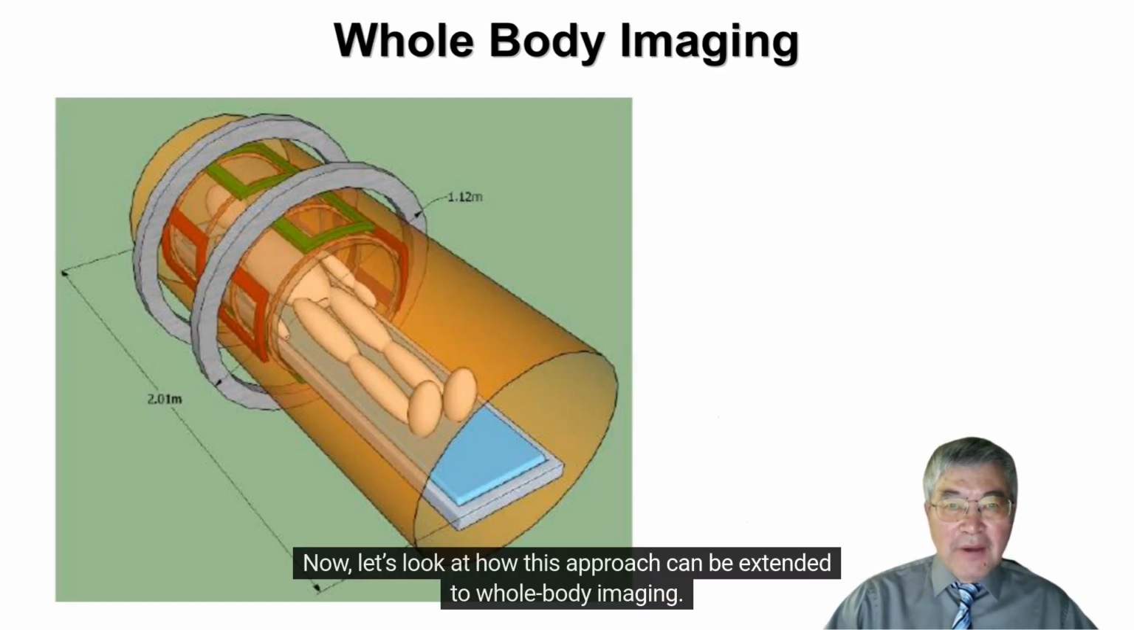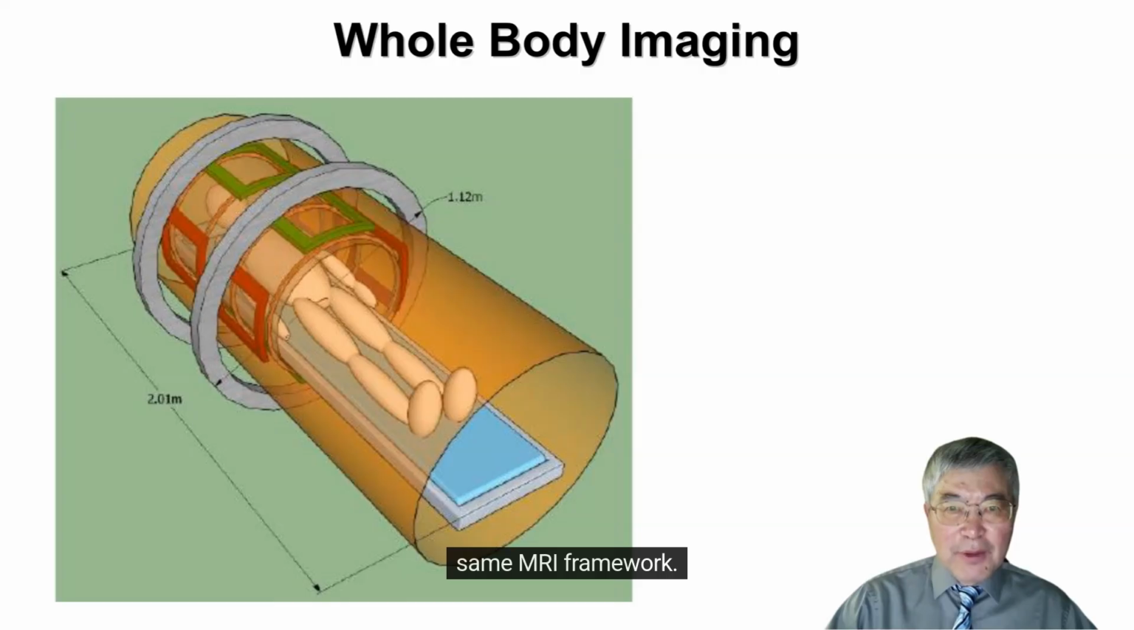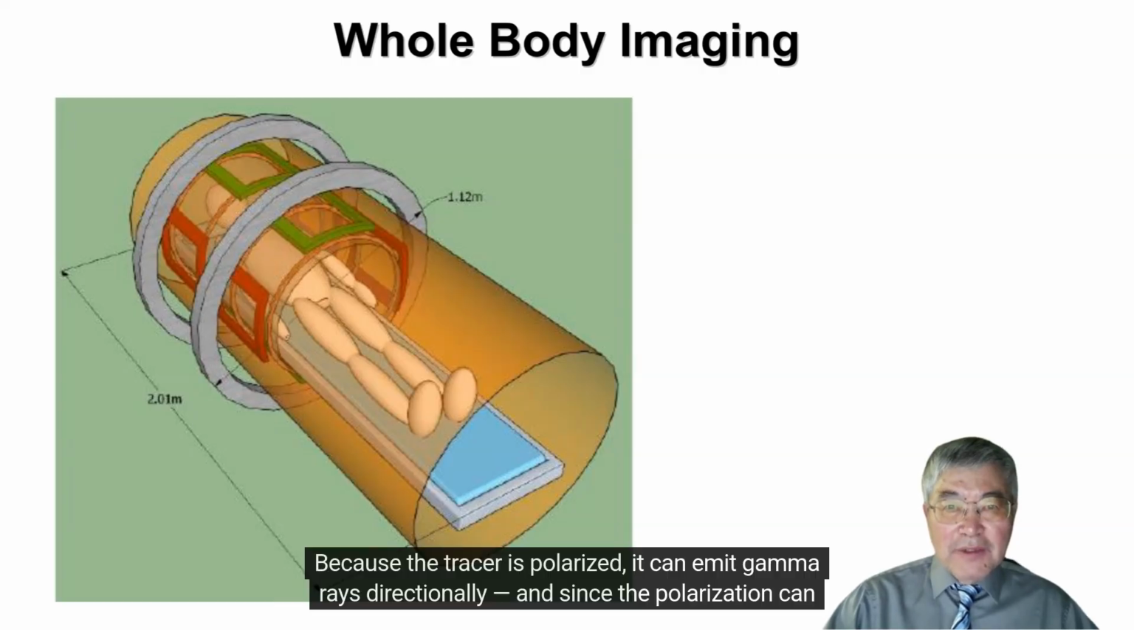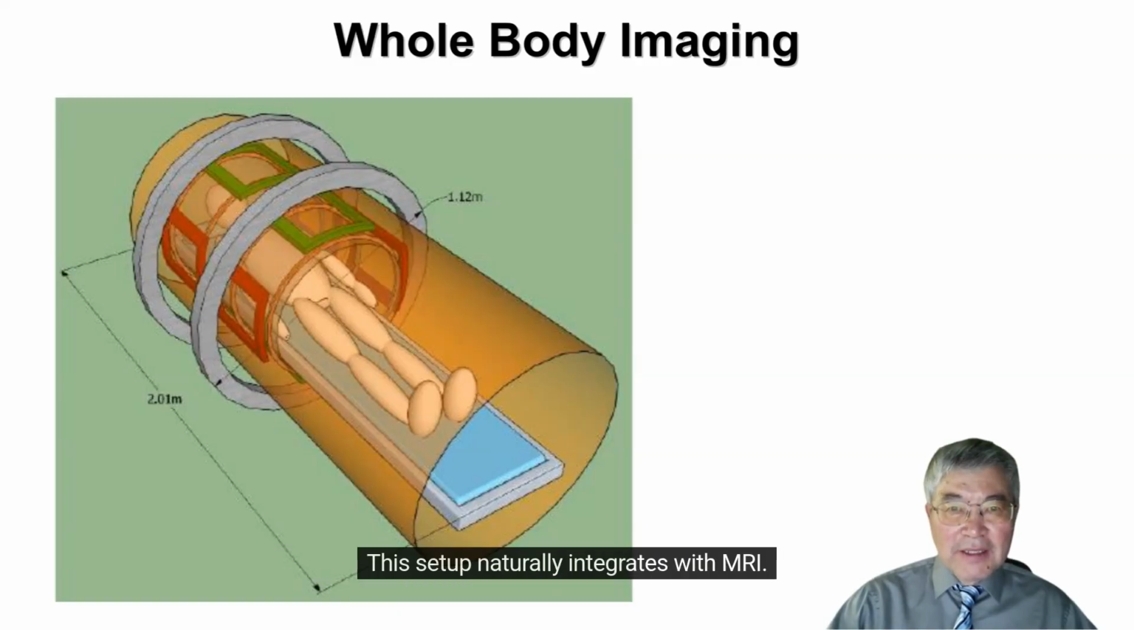Now, let's look at how this approach can be extended to whole-body imaging. When we use a polarized radio tracer, we can perform both emission and transmission tomography within the same MRI framework. Because the tracer is polarized, it can emit gamma rays directionally, and since the polarization can be flipped, we can measure signals from multiple directions without rotating any hardware.